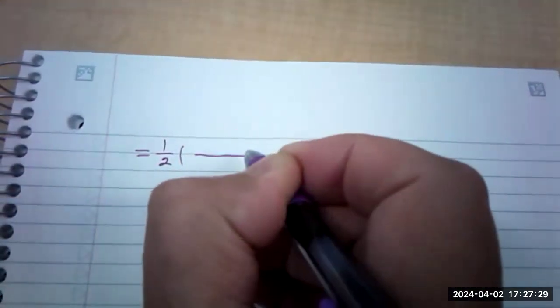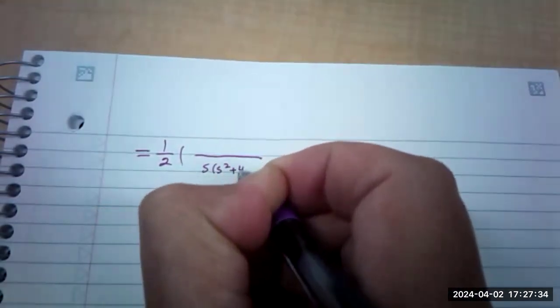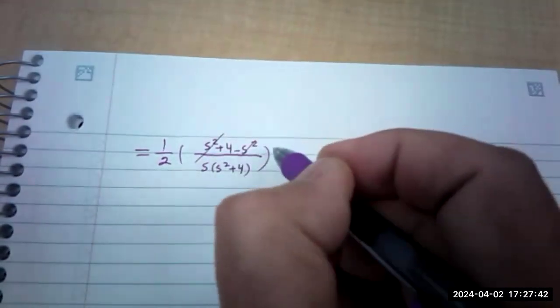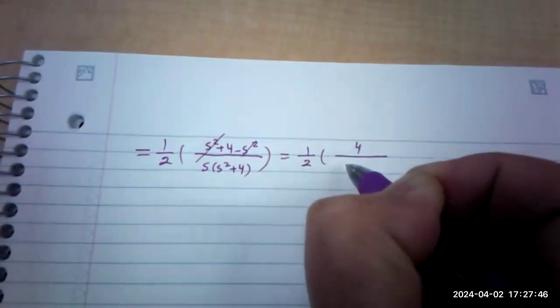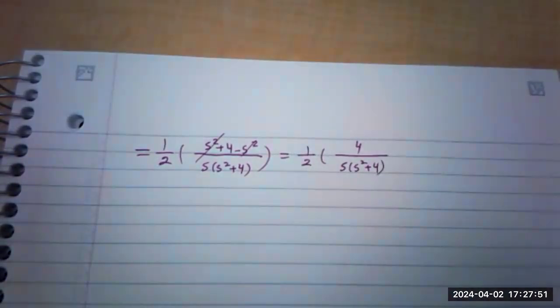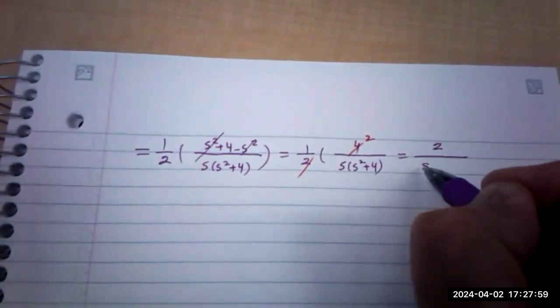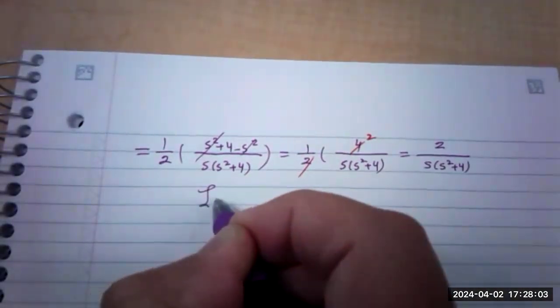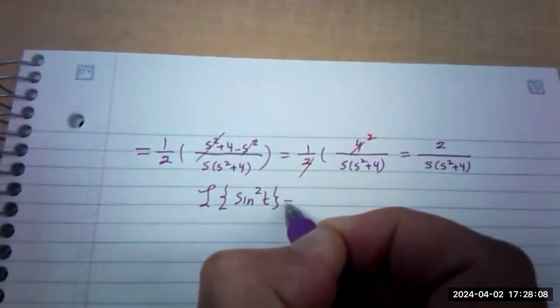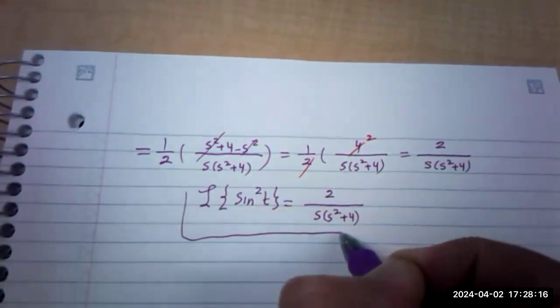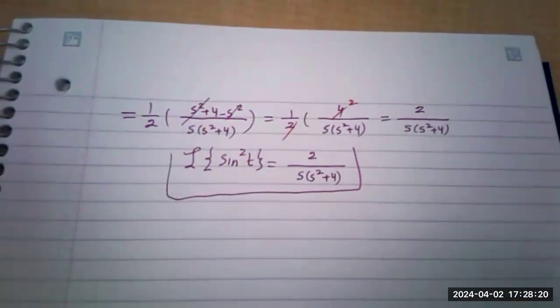So it's going to be equal to the 1/2. Down the denominator, the common denominator would be s times s squared plus 4. On the top, we get s squared plus 4 minus s squared. The s squared and s squared cancel out. We get 1/2 times 4 over s squared plus 4. The 2 and 4 simplify, so the final answer is 2 over s times s squared plus 4. That is the Laplace transform of sine squared. It would be very useful to know this one for some of the differential equations that you're going to see in the future. You have to do the algebra yourself to find it, using standard form. Any question?